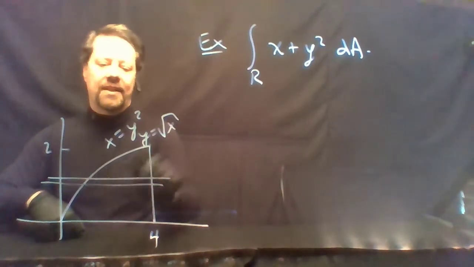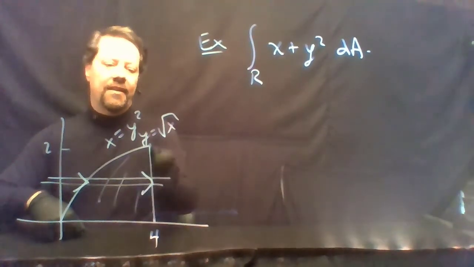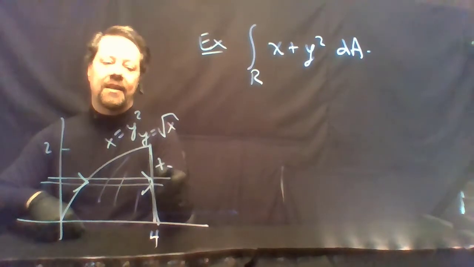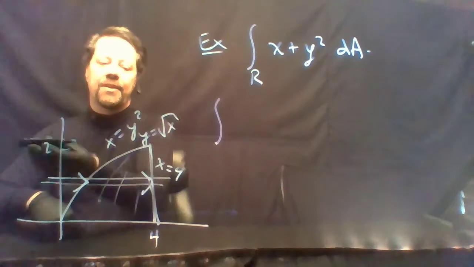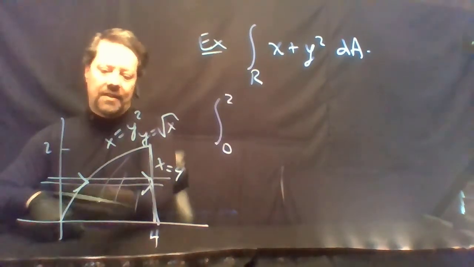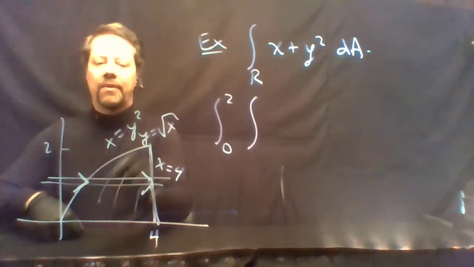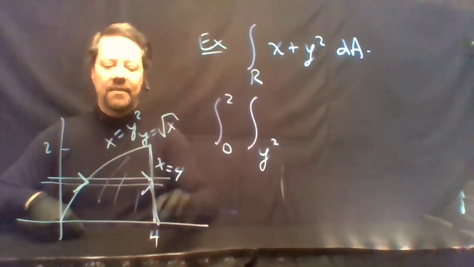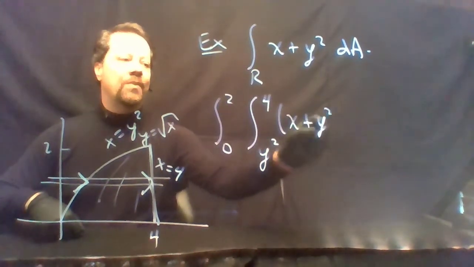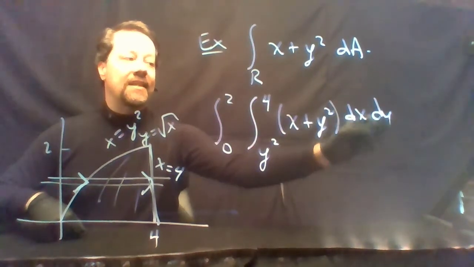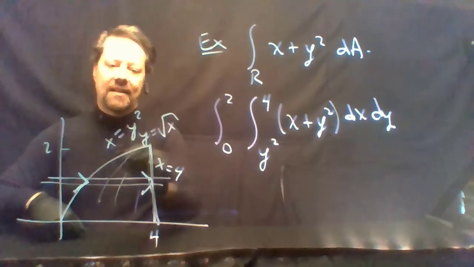With horizontal cross sections over this region, we'll go from lower curve to upper curve. The upper curve is x equals 4. The limits of integration will be y goes from 0 to 2. Our little cross sections will be taken from 0 to 2. Then we go from lower curve, x equals y squared, to upper curve, x equals 4. Of the integrand x plus y squared, dx dy this time. These were y limits. These were x limits.